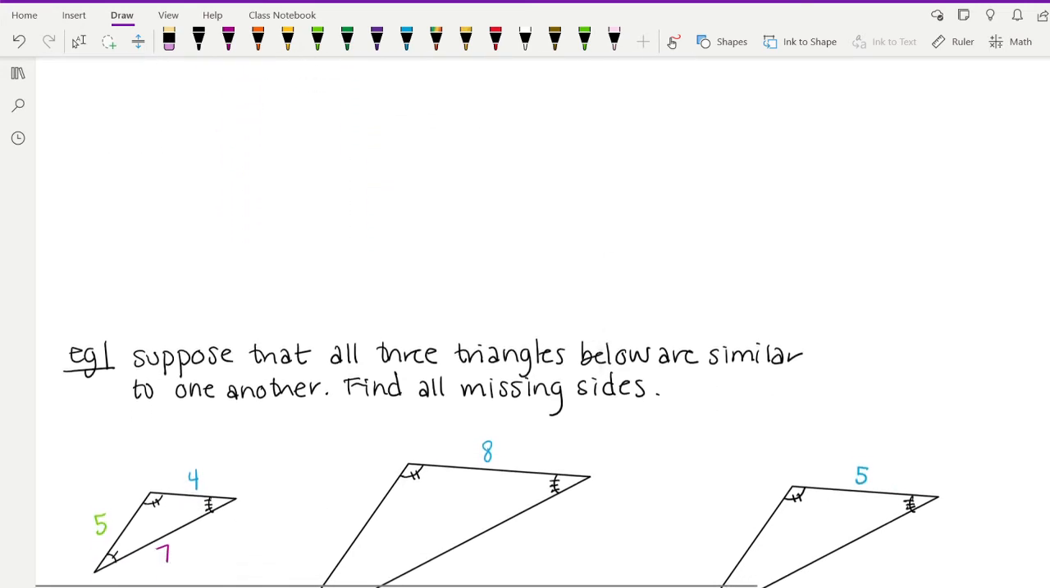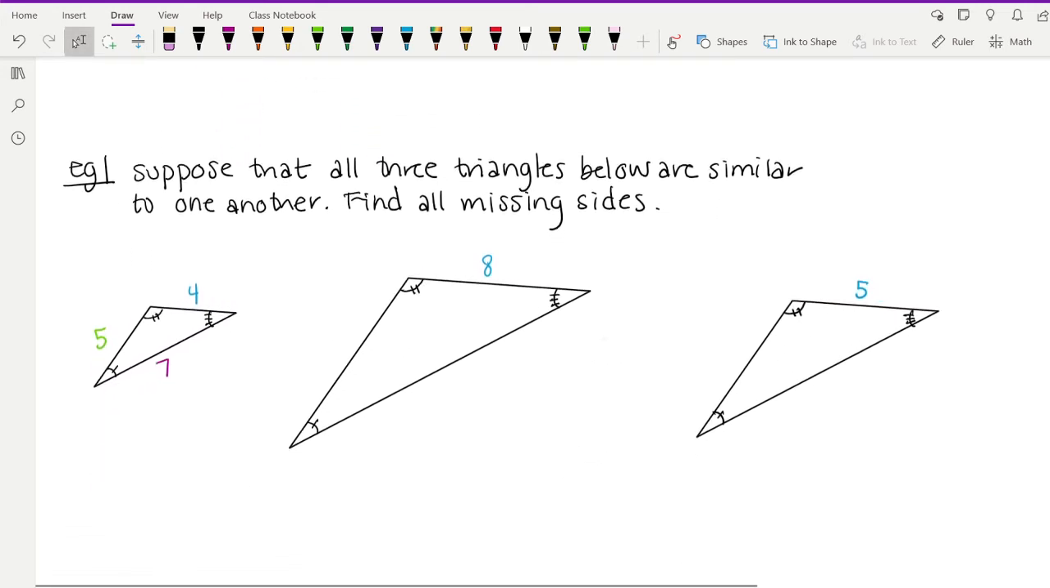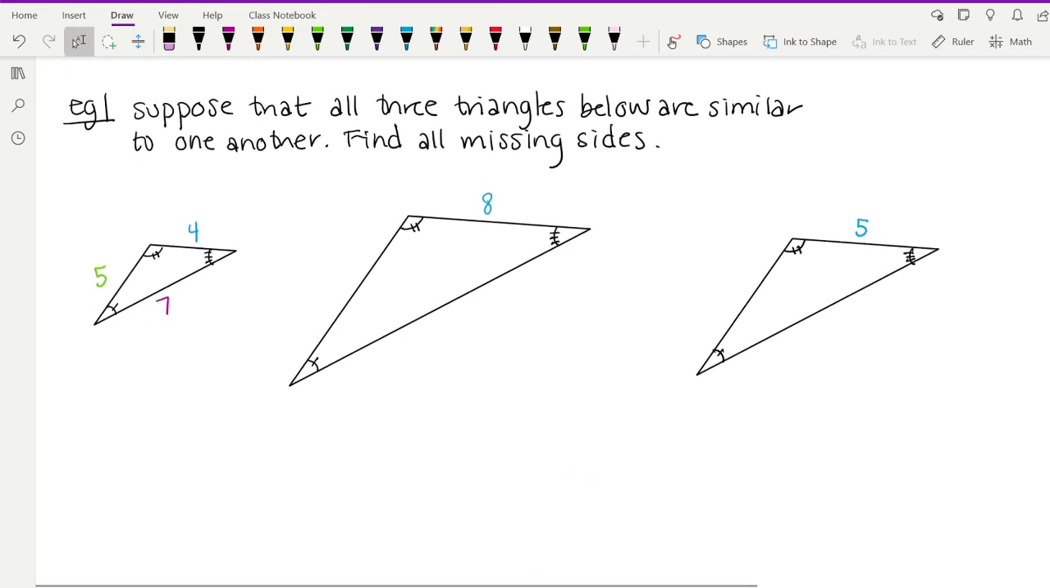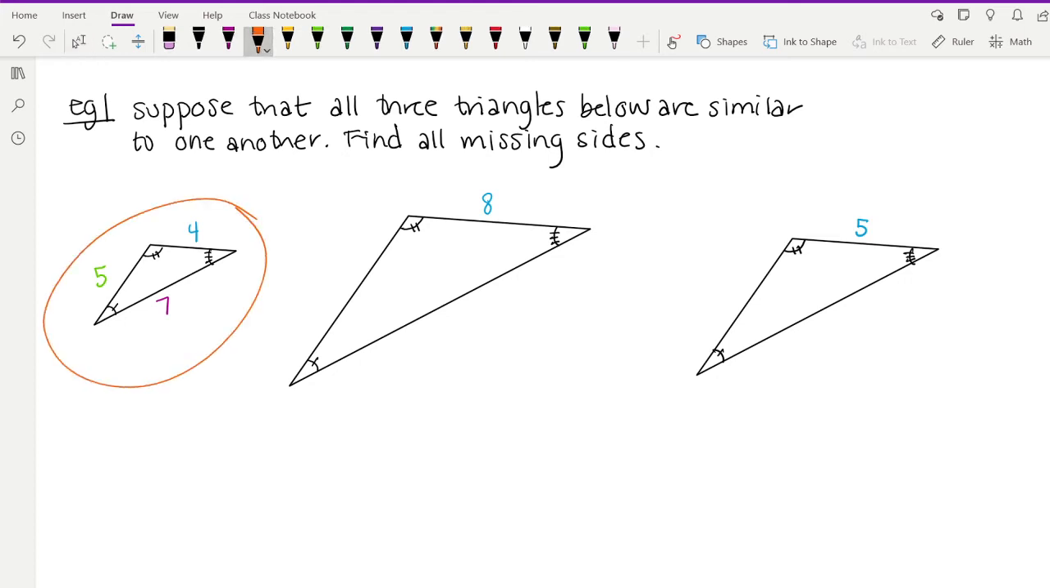Okay, so let's do a couple of examples of working with knowing that triangles are similar and using that to find missing sides. This is an example of three triangles that are all similar to one another, and we want to figure out what the missing sides are. One of the triangles is all filled out, right? This one, we know all three sides. We want to figure out what all of these missing sides here are.